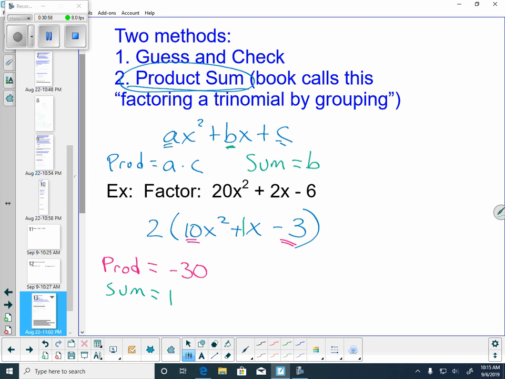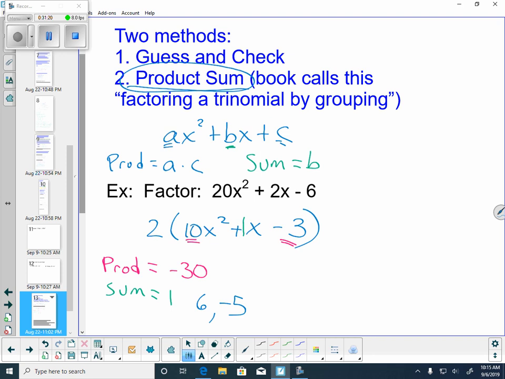What two integers multiply together to give me negative 30 and add up to 1, Lucy? A positive 6 and a negative 5. Do people agree? 6 times negative 5 is negative 30. 6 plus negative 5 is 1. True? So here's how the product sum technique works.